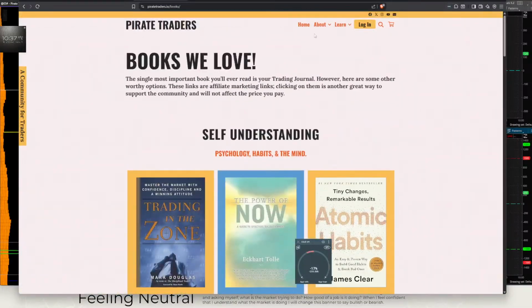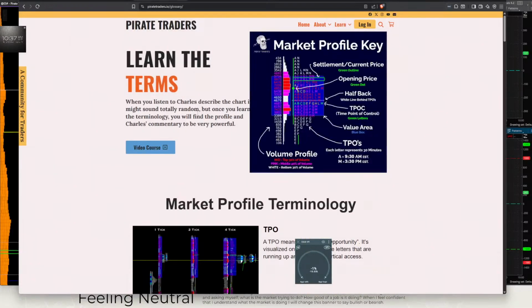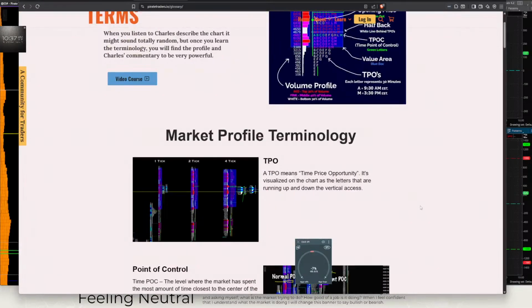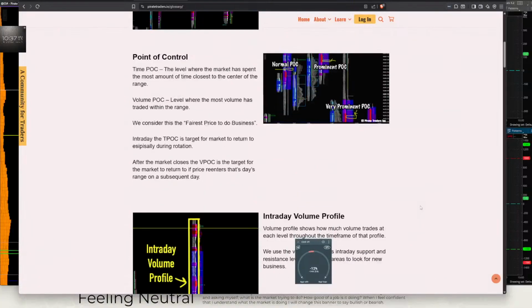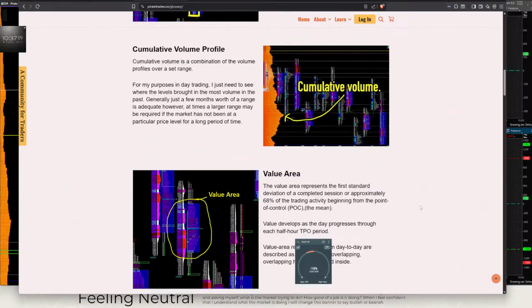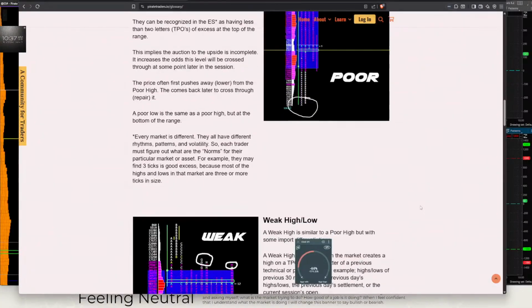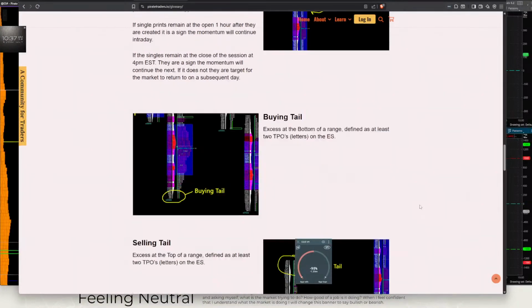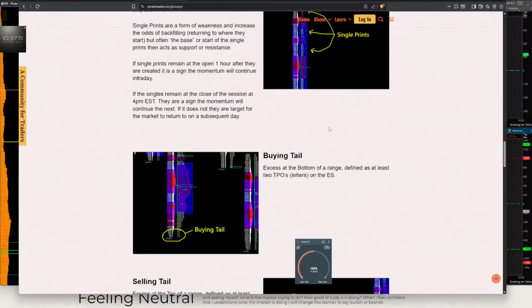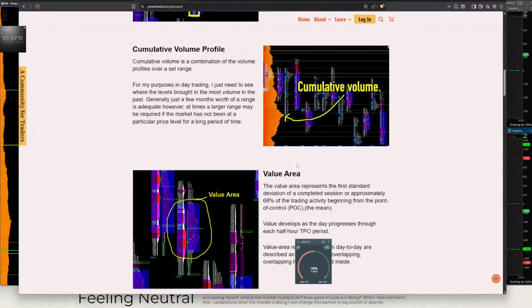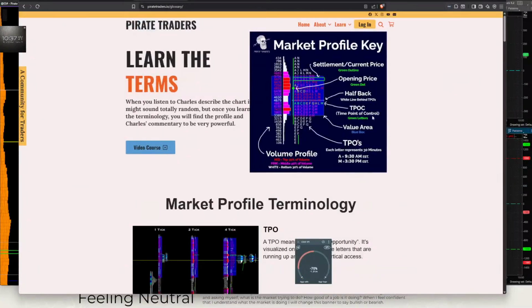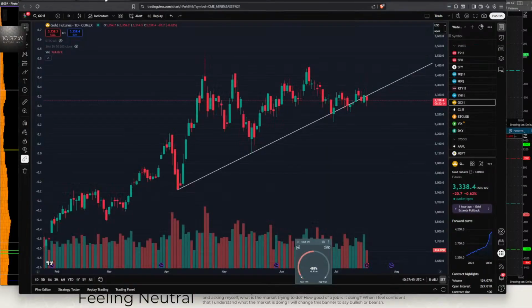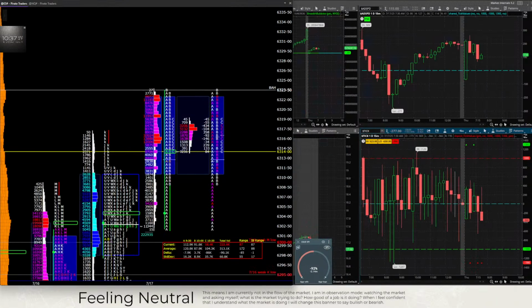I also just updated the market profile glossary. If anybody's looking to learn market profile terminology so you can understand what I'm talking about, I've put that all in here to make it a little easier for people that are new to grasp the concepts. These definitions have been updated. They're not the same as in Jim Dalton's books because the way things played out has changed over the last few years.